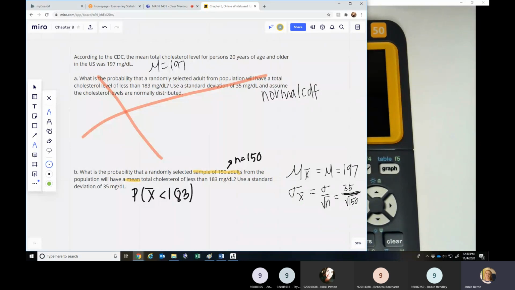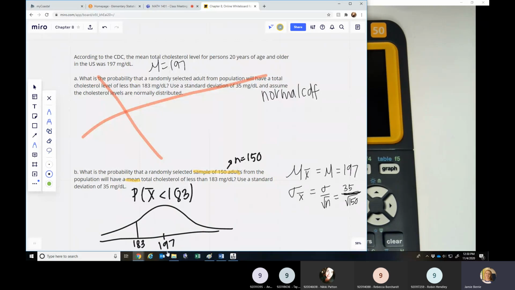I was trying to darken up this fraction line, but somehow I just made it look even worse. Okay, let's go ahead and draw the picture. Here's our, oh God, that was awful. Try again. All right, there's our normal curve, or something that somewhat resembles a normal curve. Mean goes in the middle, that's 197. Mark your number of interest, 183.